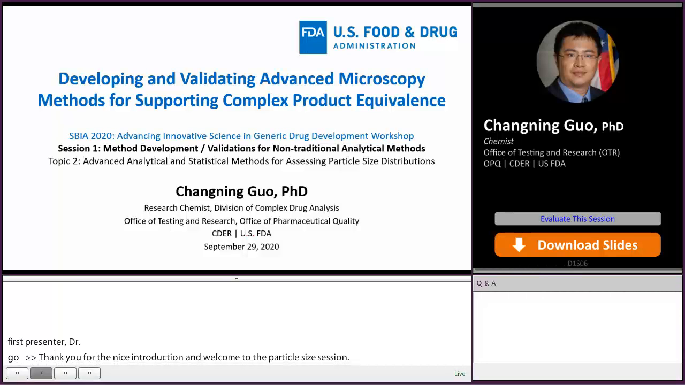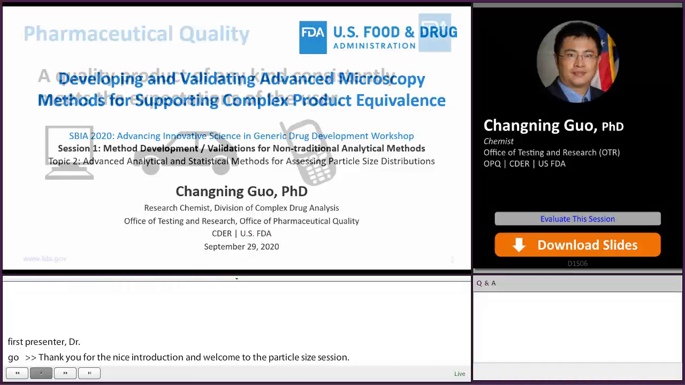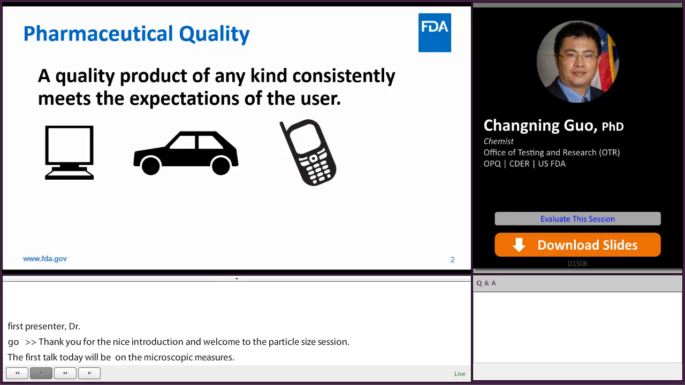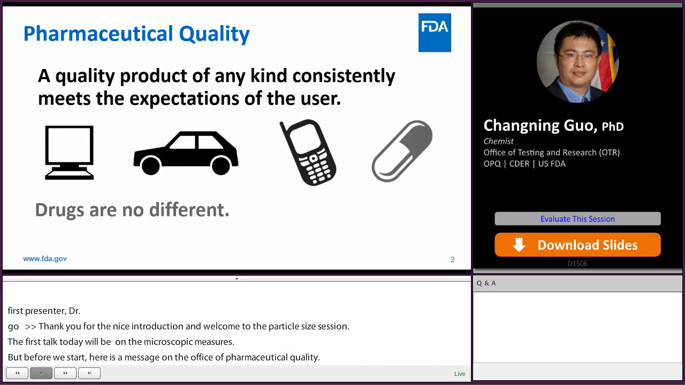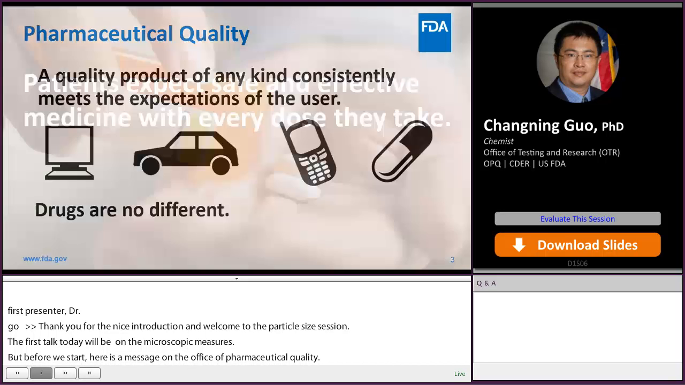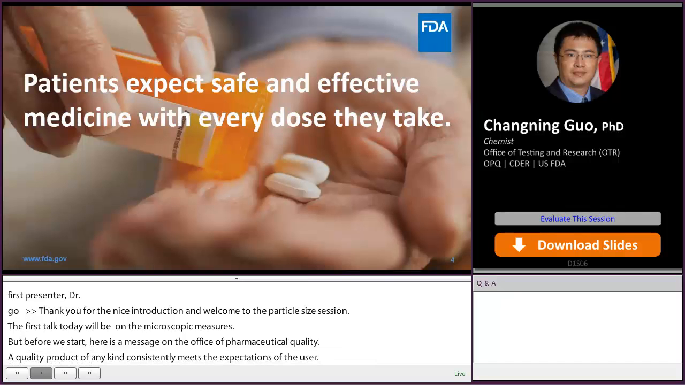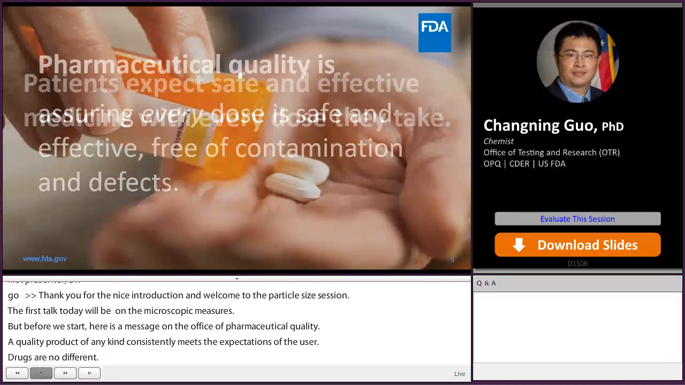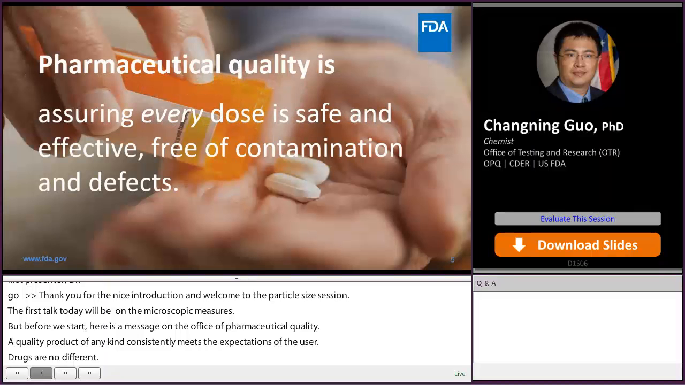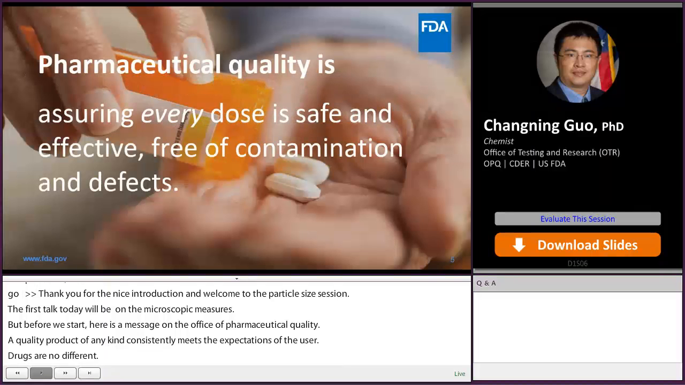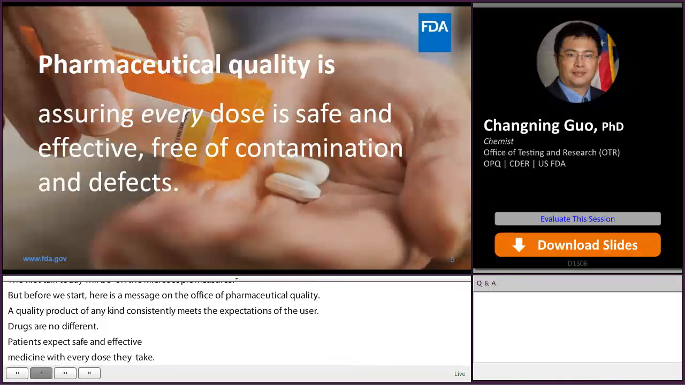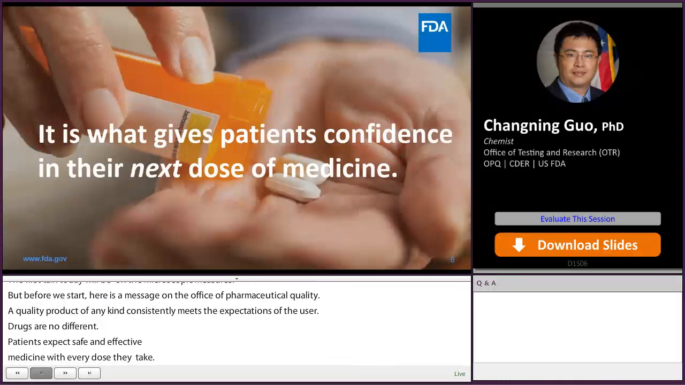But before we start, here is a message from the Office of Pharmaceutical Quality. A quality product of any kind consistently meets the expectations of the user. Drugs are no different. Patients expect safe and effective medicine with every dose they take. Pharmaceutical quality is assuring every dose is safe and effective, free of contamination and defect. It is what gives patients confidence in their next dose of medicine.